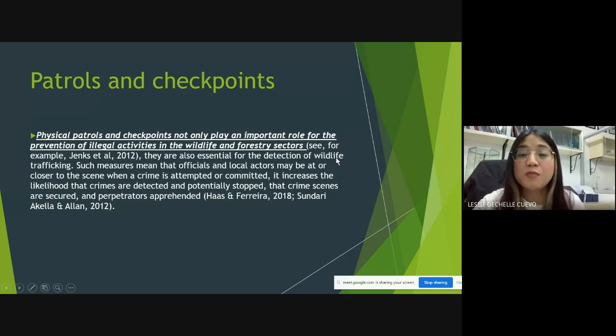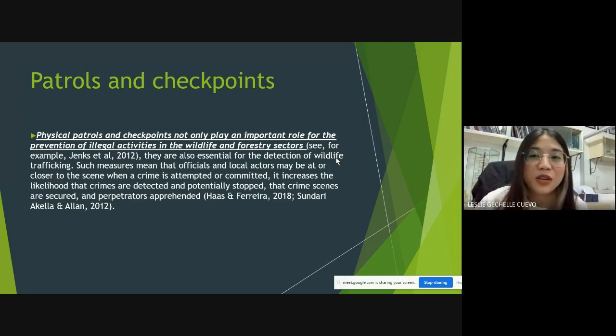Then we have patrols and checkpoints. Physical patrols and checkpoints not only play an important role for the prevention of illegal activities in the wildlife and forestry sectors. They are also essential for the detection of wildlife trafficking. Such measures mean that officials and local actors may be at or closer to the scene when a crime is attempted or committed. It increases the likelihood that crimes are detected and potentially stopped.